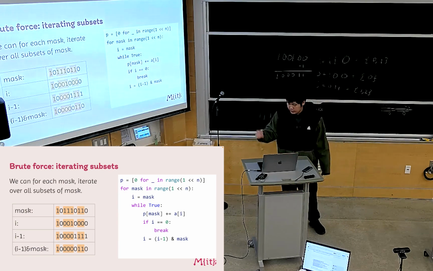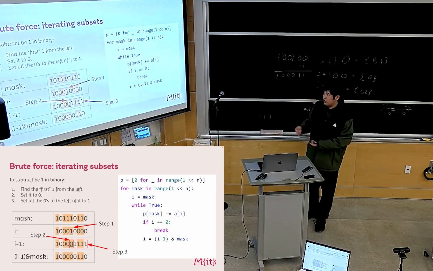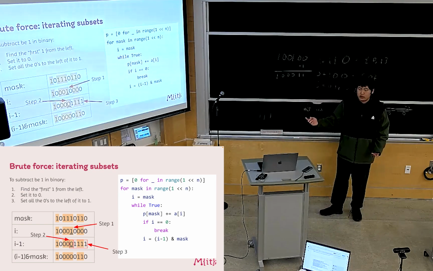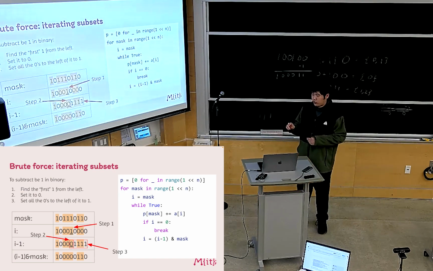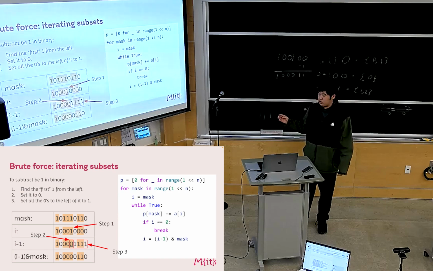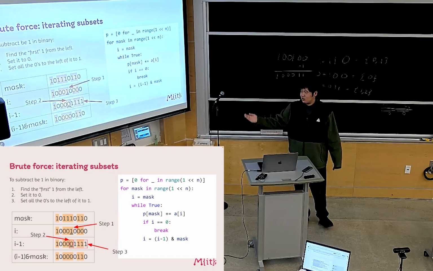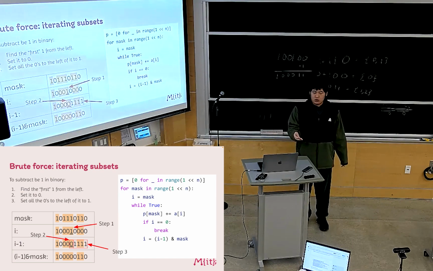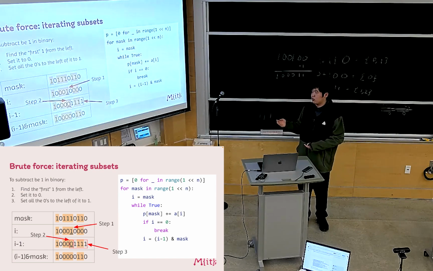The reasoning for this is as follows. Let's first think about exactly what it means to subtract 1 in binary. The first step is we find the first one from the right. Sorry about that. And then we set it to 0. Then we set all the zeros to the right of that 1, or before it's been transformed to 0.